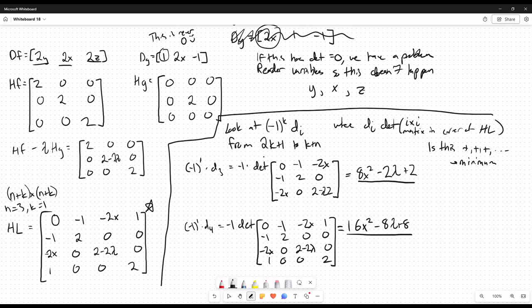If it's negative, then positive, then negative, then positive, etc., then this is a maximum. And otherwise, it is a saddle point.